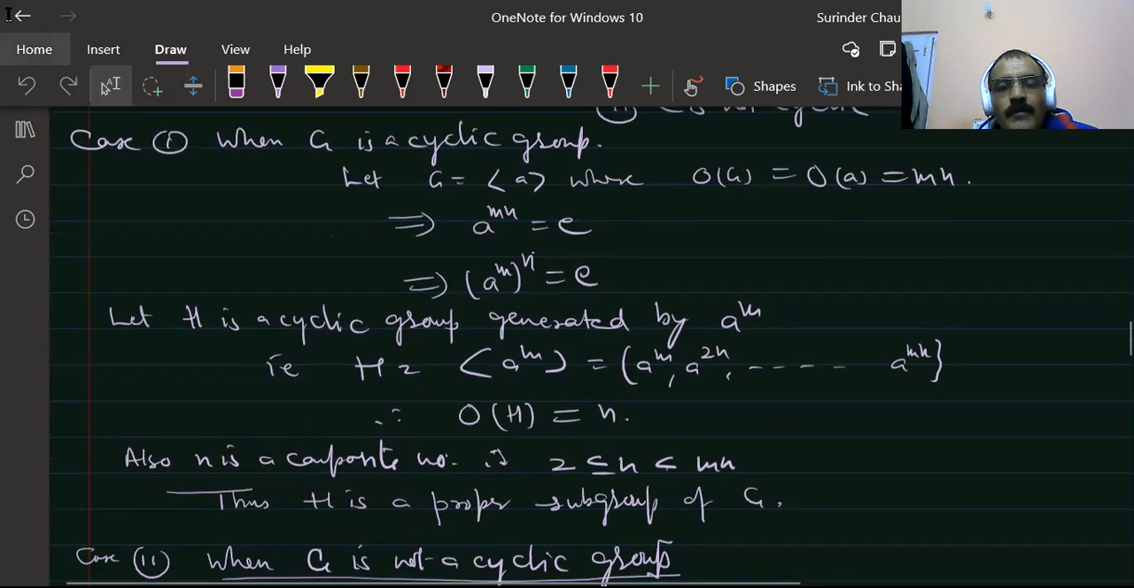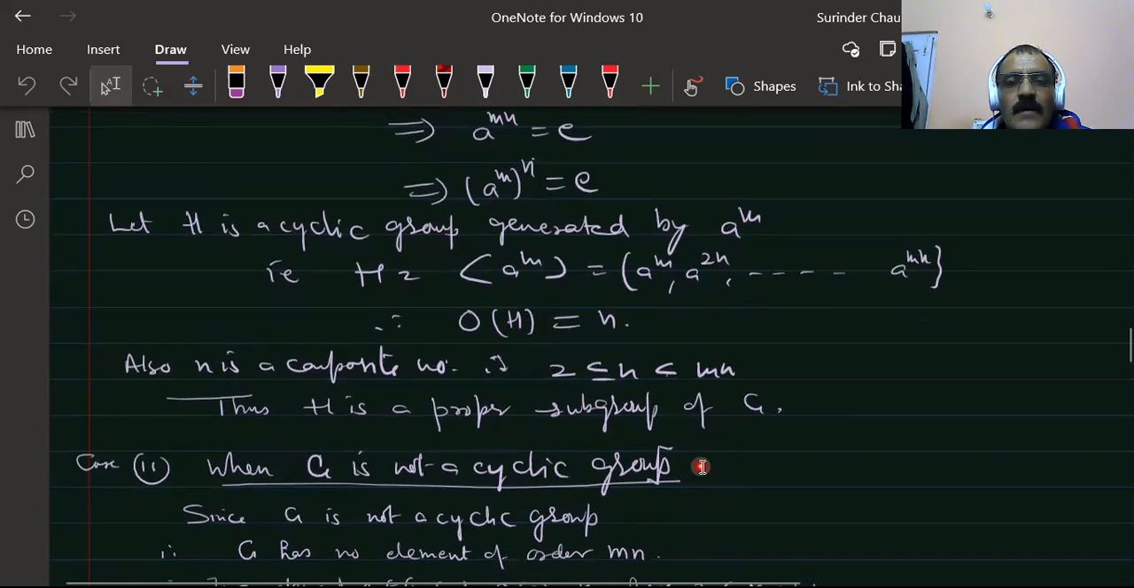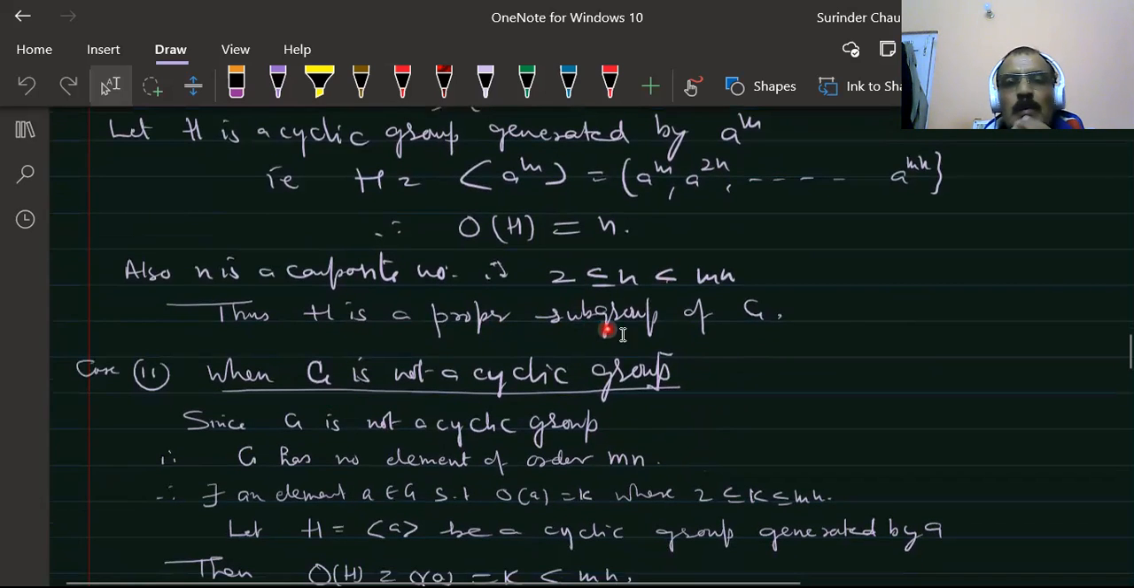Also, n is a composite number, therefore 2 is less than or equal to n, which is less than or equal to m. Since it is composite, it could be two or greater than two. So H is a proper subgroup, because n is a composite number and n is less than mn. So H comes out to be a proper subgroup.